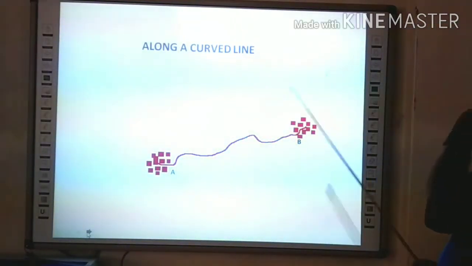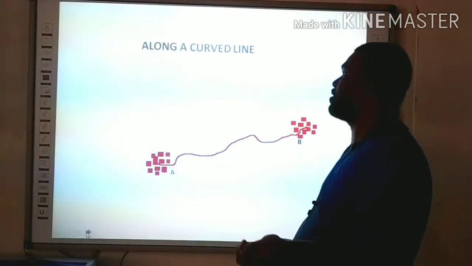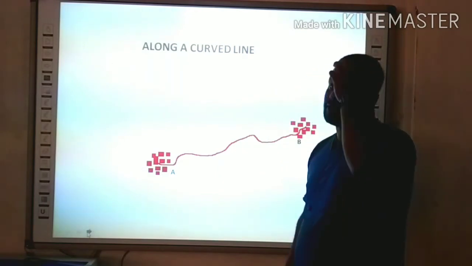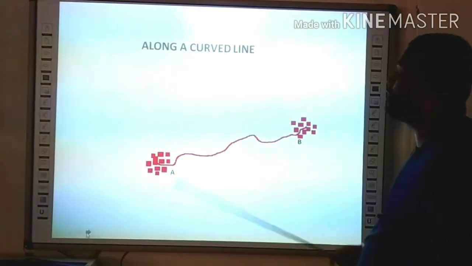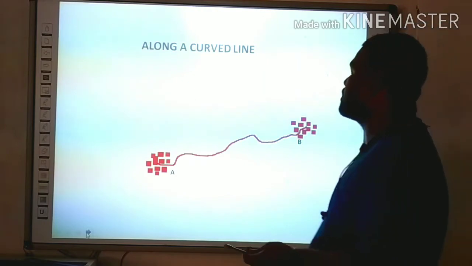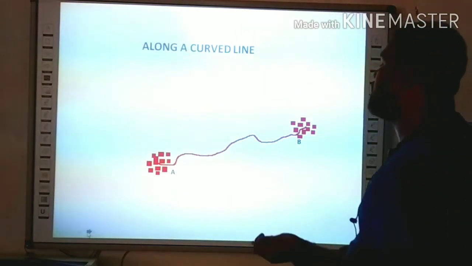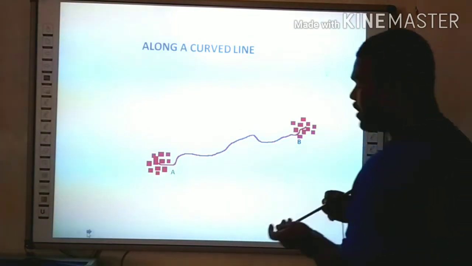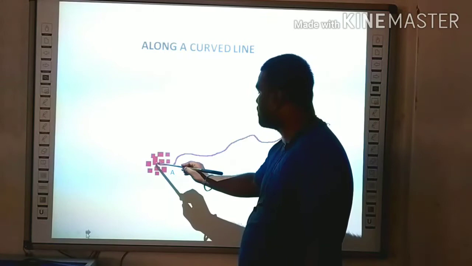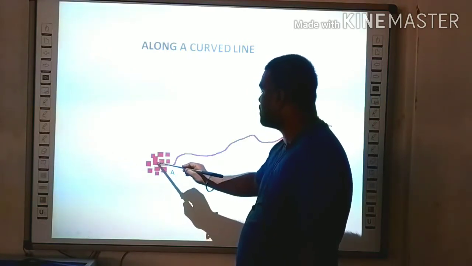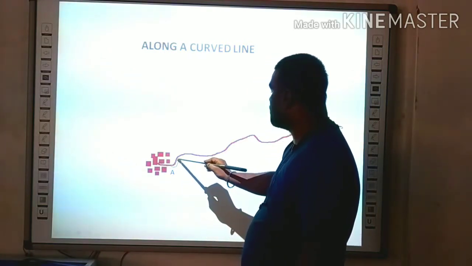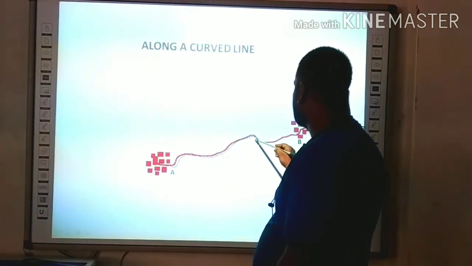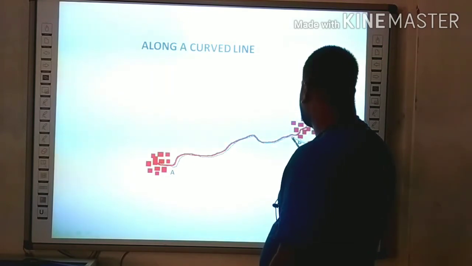Now previously we have tried to find out direction along a straight line. Now let us try to find the distance along a curved line. In a curved line, is it possible to find the distance with the help of a scale? No, it is not possible. So you will take a thread. Put the thread at the starting point of this cart track and move it along the cart track.